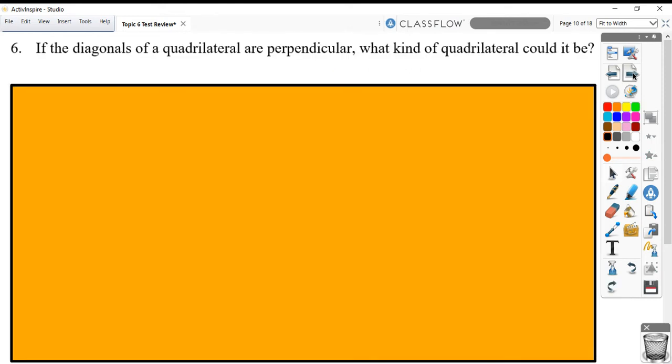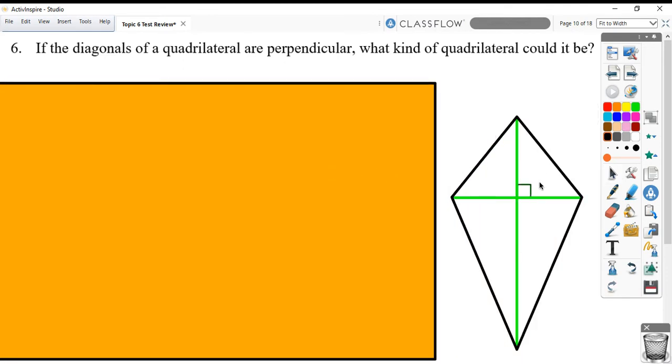All right, this next question, number 6. If the diagonals of a quadrilateral are perpendicular, what kind of quadrilateral could it be? Well, as you look through your notes, there are several times that we talked about the diagonals of shapes being perpendicular to each other. And one of them, it was a thing all by itself. It was kites. And we actually had some problems that talked about finding the perimeter of a shape like this, and how that was the same thing as finding the hypotenuse of a right triangle. All right, so a kite would be one of them.